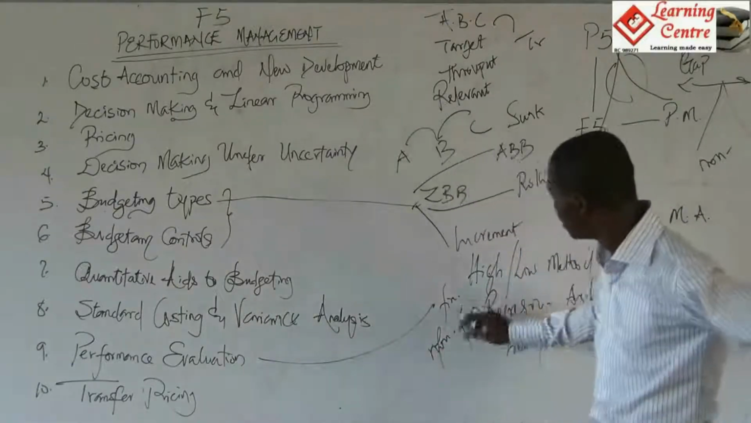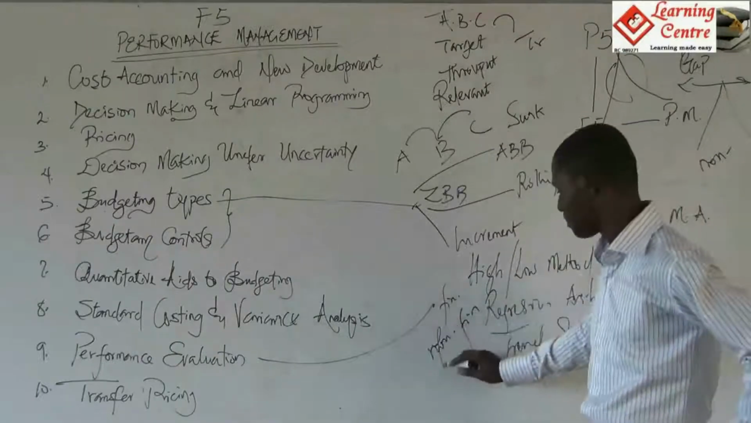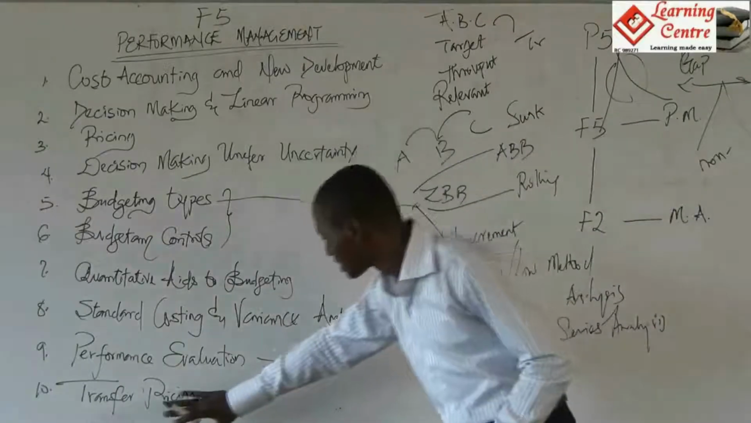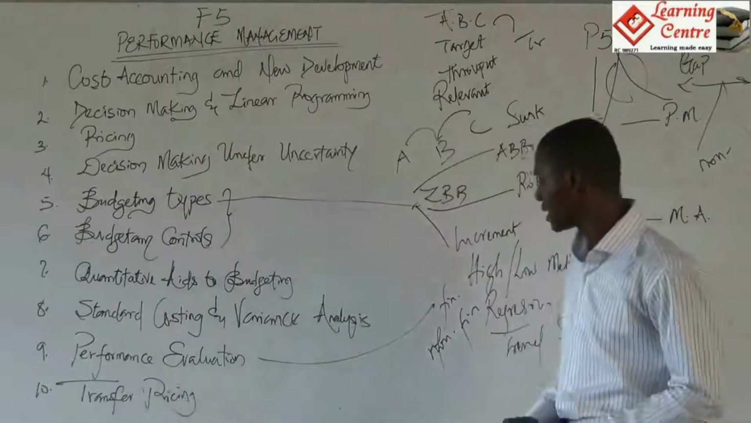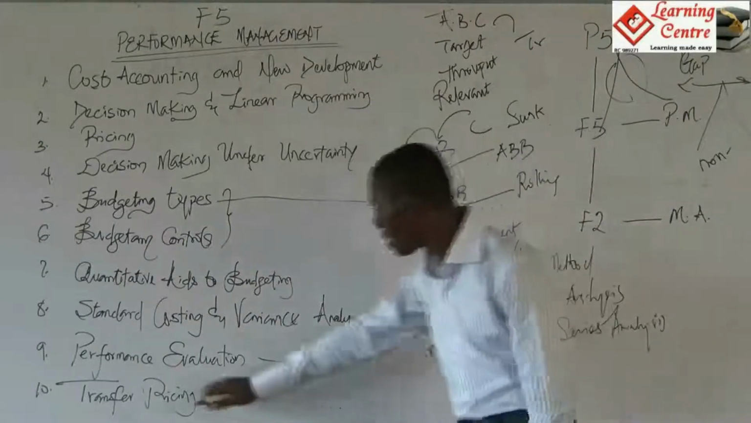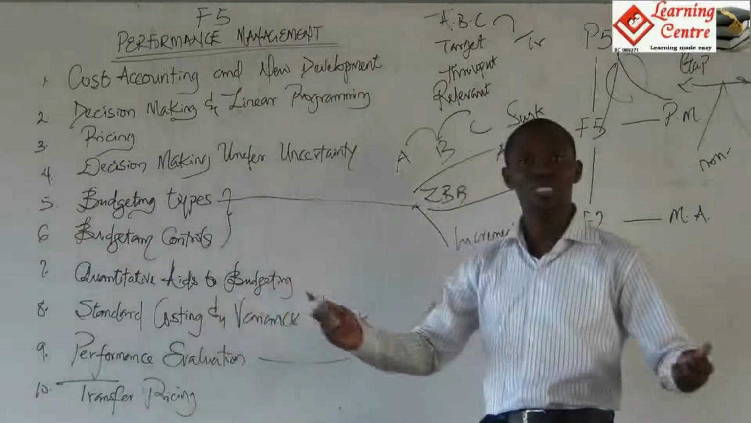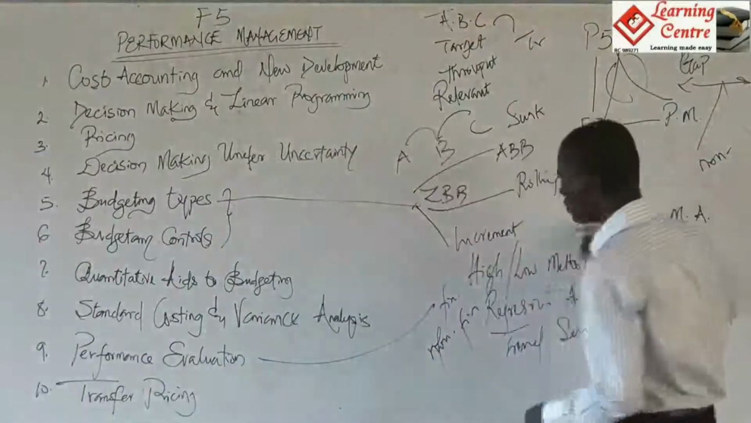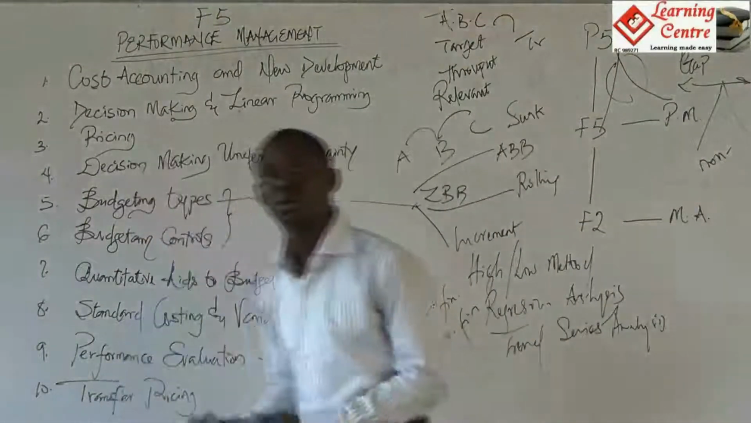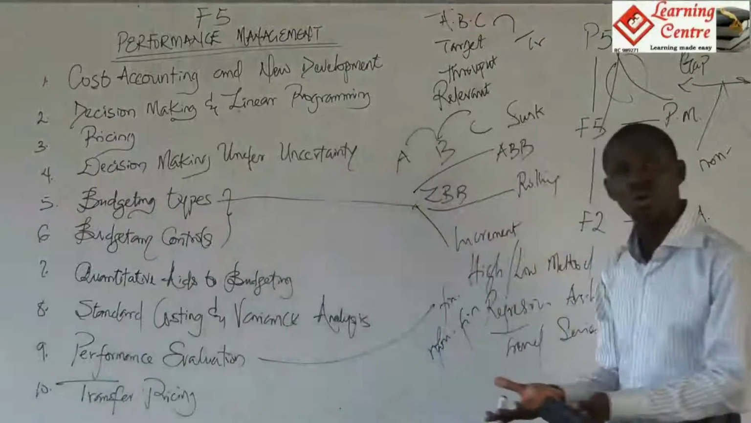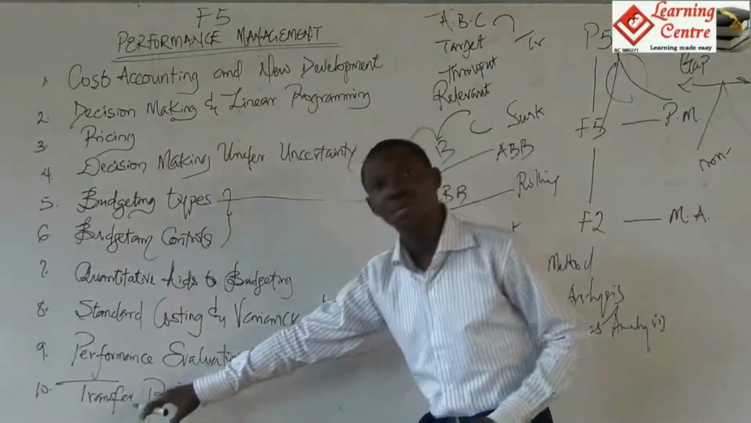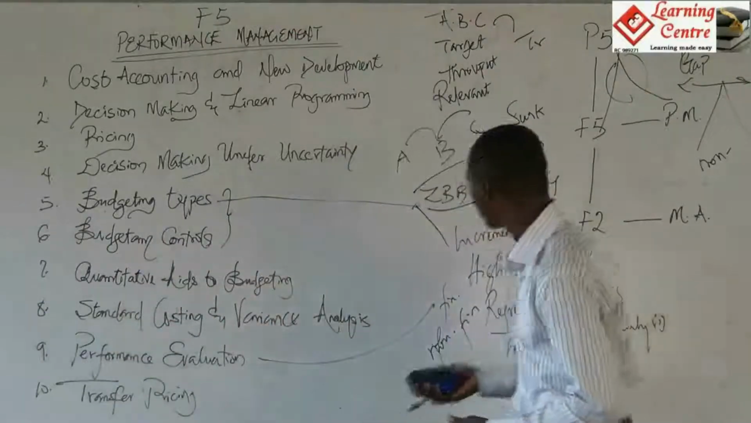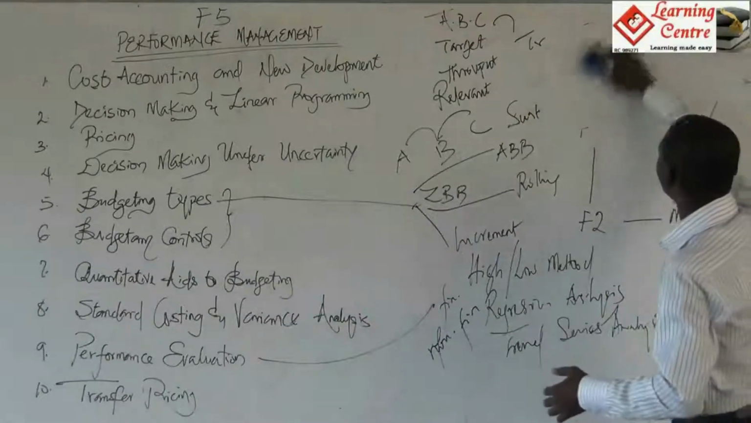So we'll be using a set of models like the balanced scorecard, the performance pyramid, and the performance prism at this point. Now, the last part of our topic is transfer pricing. The reason why we are bringing this is a situation whereby a company is divided into different divisions. So at that point in time, in order for the decisions of each divisional manager to be concurrent with the overall goal of the organization, we now have to set what price will be used to transfer products within the company from one division to the other.